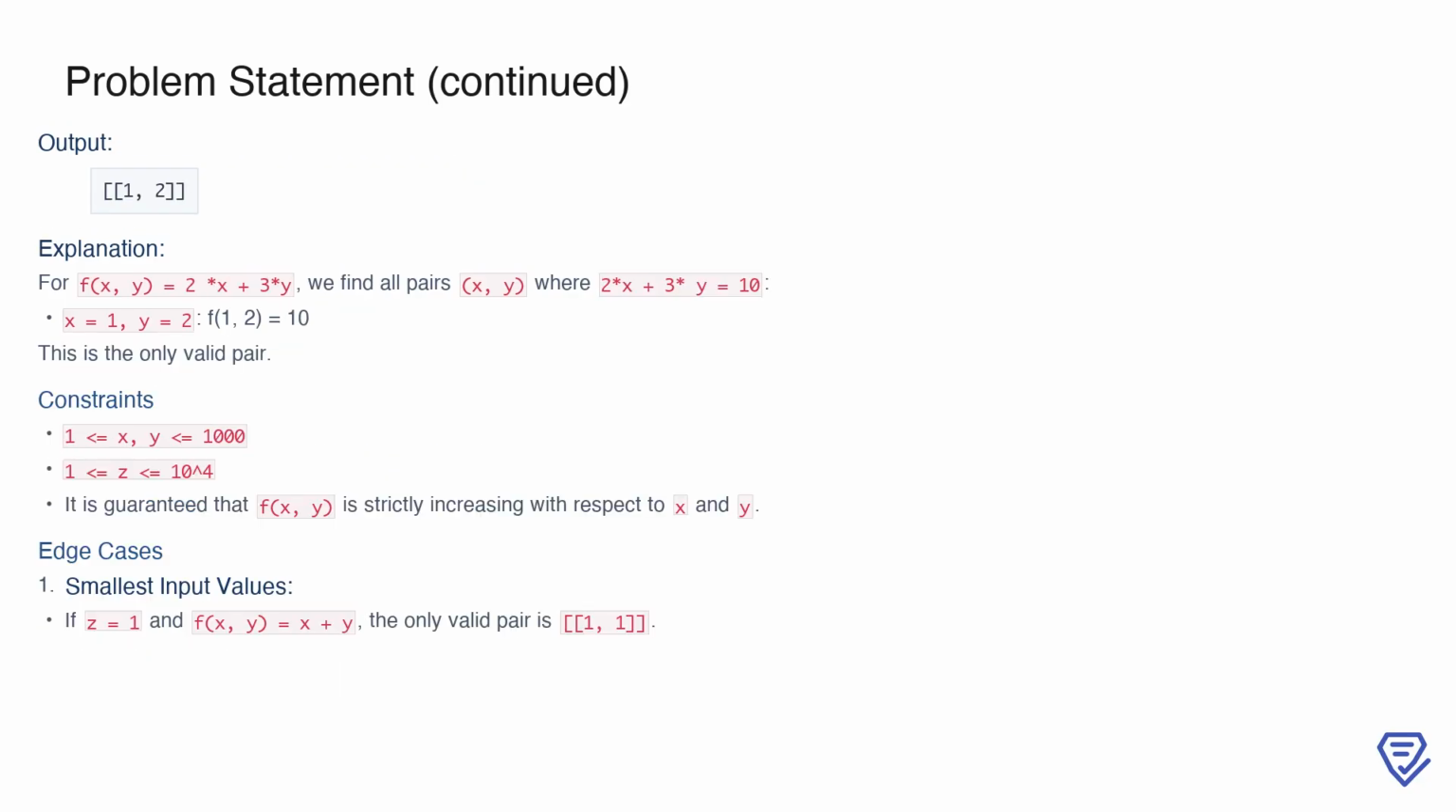In the third example, the target value is z equals 10, and the function is defined as f(x, y) equals 2 times x plus 3 times y. Here, we need to find pairs (x, y) such that 2x plus 3y equals 10. The only valid pair is (1, 2), since f(1, 2) equals 2 times 1 plus 3 times 2, which is 10. There are no other pairs of positive integers within the constraints that satisfy this equation. It's important to note that the constraints ensure that both x and y are at least 1, and the monotonicity of the function simplifies the search process by reducing unnecessary computations once the function's output exceeds z.